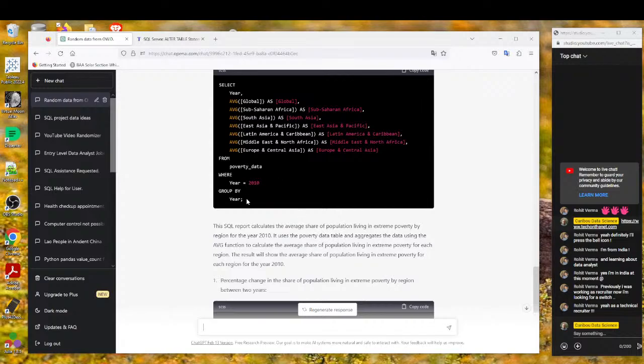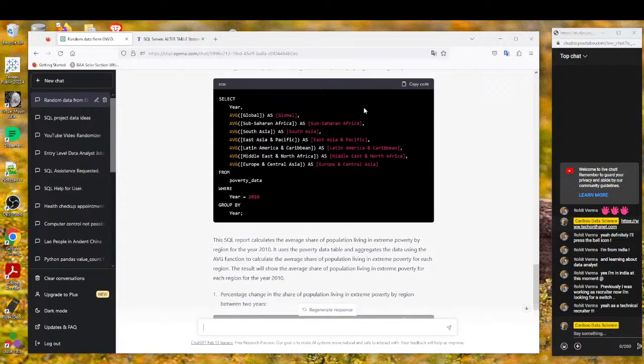Well, you know why they have to do this? Because they're using an aggregate function, okay? And even if you only aggregate by one, you still have to do it. Here, it uses the poverty data table and aggregates the data using the average function to calculate the average share of population living in poverty for each region. This result will show the average. Well, let's see what happens here, shall we?